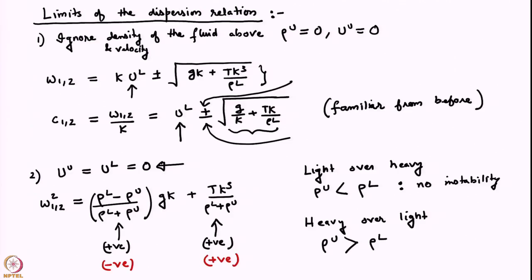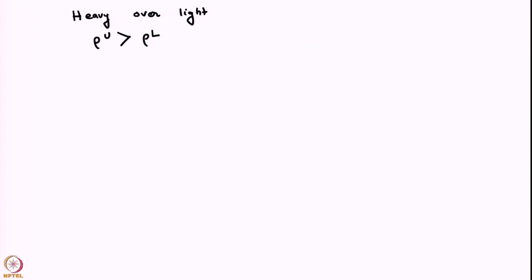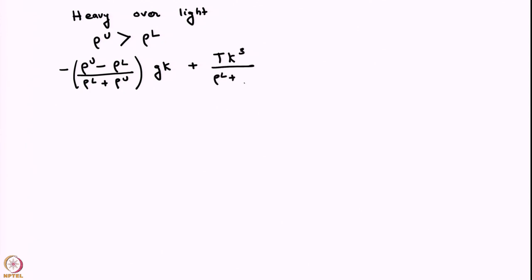So, we are looking at heavy over light, heavier fluid over lighter fluid, or rho upper is greater than rho lower. In that case, it is clear from the dispersion relation that the first term is negative. So let's reverse the sign of the first term and write it as minus rho u minus rho l. Earlier it was rho l minus rho u. I'm just taking a minus common and writing it as into gk. And then the second term is just tk cube by rho l plus rho u.